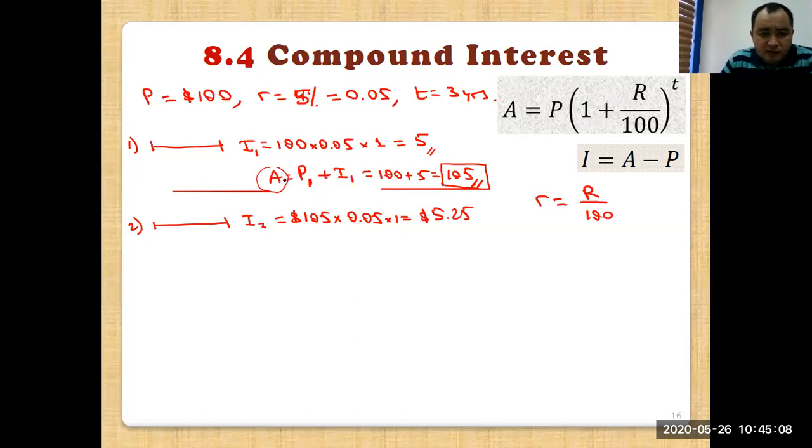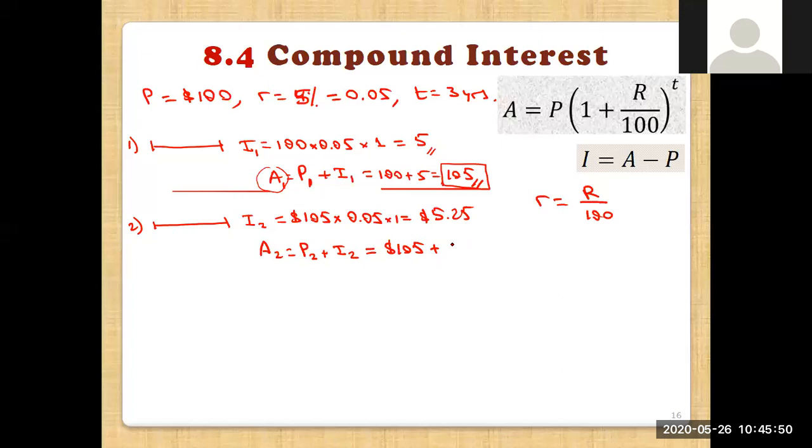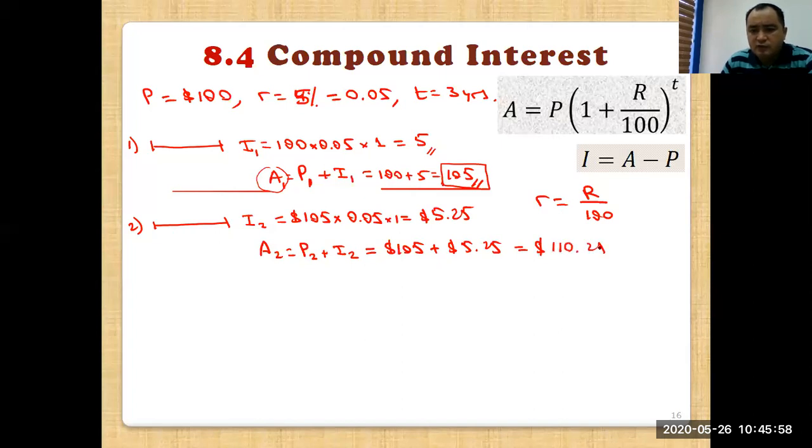Now let's say also this one is A sub 1, and this one is A sub 2. At the end of the second year, after the bank calculates your interest and adds it to your balance, how much do you have now in your account? At the beginning of the year, you had this amount, right? So that is P sub 2 plus I sub 2. And what is P sub 2? That is the second year's principal, which is $105. And this money earns 5.25 interest this year, which is equal to 110.25. So now at the end of the second year, you have this amount in your balance, in your account.